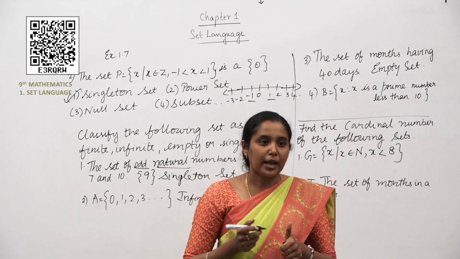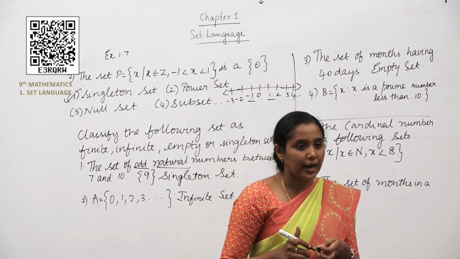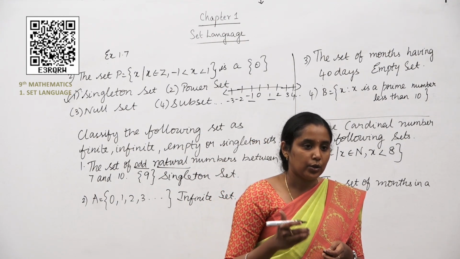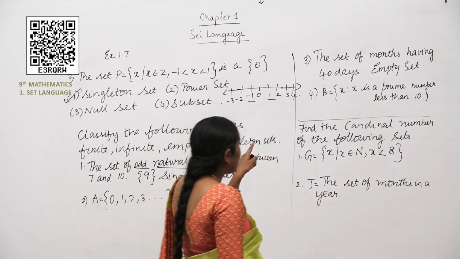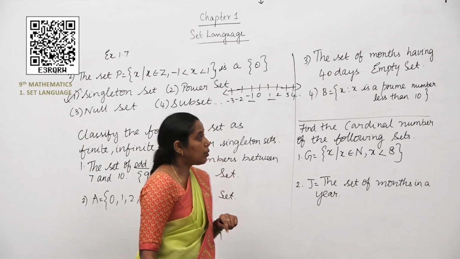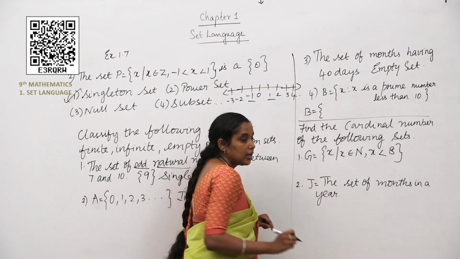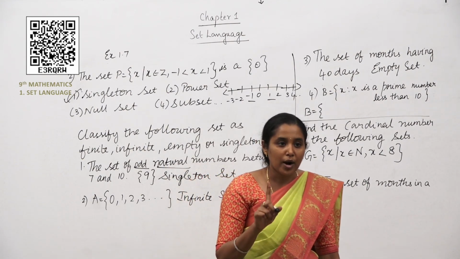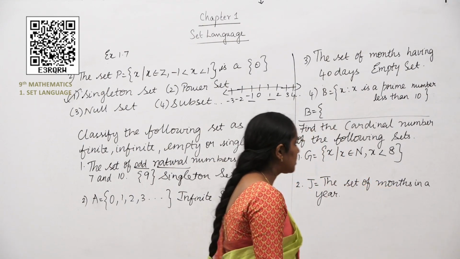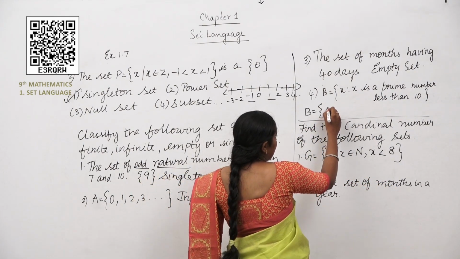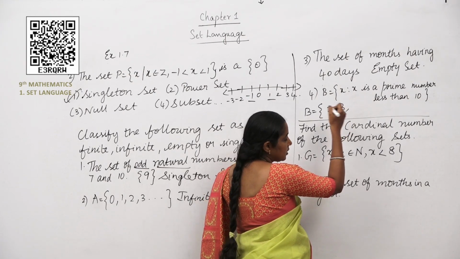So what is meant by prime number? A prime number is a number which is divisible only by 1 and itself. So, prime numbers less than 10. What are the prime numbers less than 10? Set B is equal to... is 1 a prime number? No, 1 is neither prime nor composite. Next, 2. 2 is a prime number because it is divisible only by 2 and 1. Next one, 3.